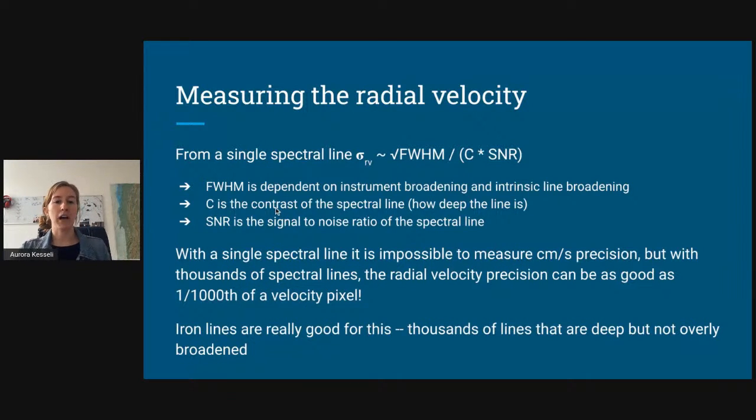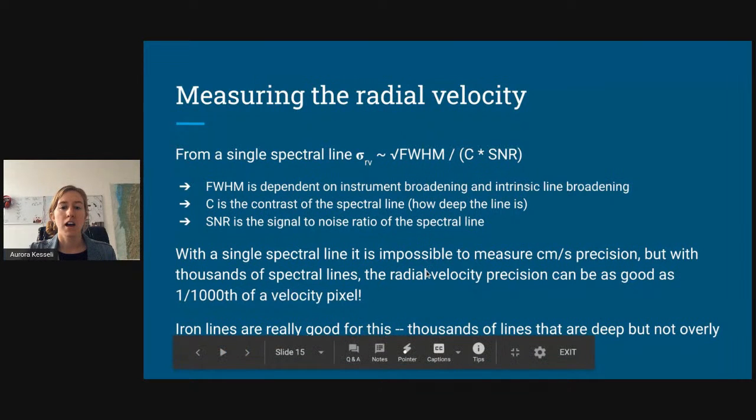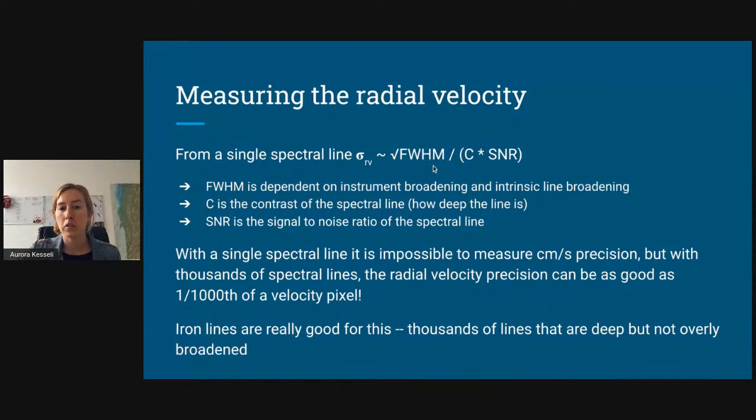Okay, right. So I was saying that the radial velocity precision that you're going to get from a single spectral line has to do with the full width at half maximum, so how wide your line is. This is dependent on the instrumental broadening and then how broad the line is anyway. So this is harder to do with lines that are broadened by, say, rotation. This is divided by the contrast, which is just how deep the line is, and the signal to noise of your data. That's for a single line. If you plug in some numbers here, you'll see that it's impossible to measure centimeter per second precision with a single line.